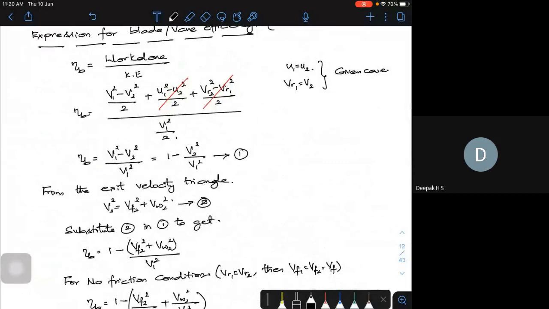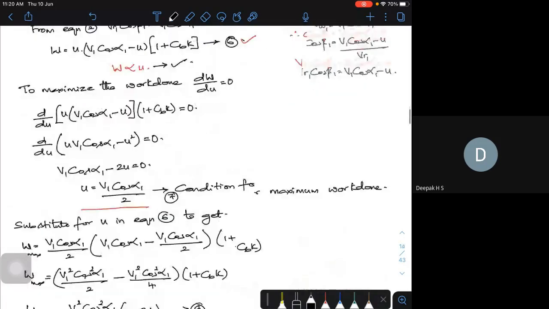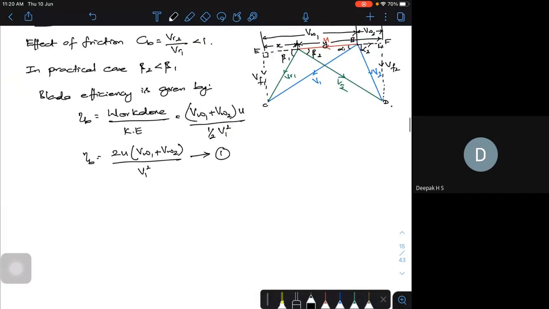Yesterday we wrote it in terms of your kinetic energy. Today we'll try to write this expression in terms of your beta 1 and beta 2. Now consider the velocity triangles. Let me write that.